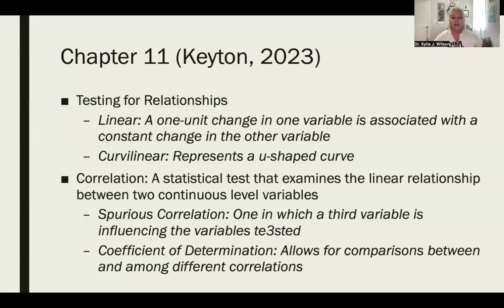So coefficient of determination. This allows for comparisons between and among different correlations. Coefficient of determination is saying, okay, we found this correlation and now let's compare between different correlations or among the different correlations. Okay, but correlations, they're all about the relationship.